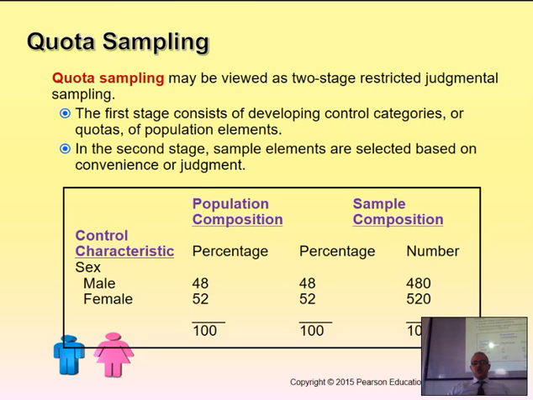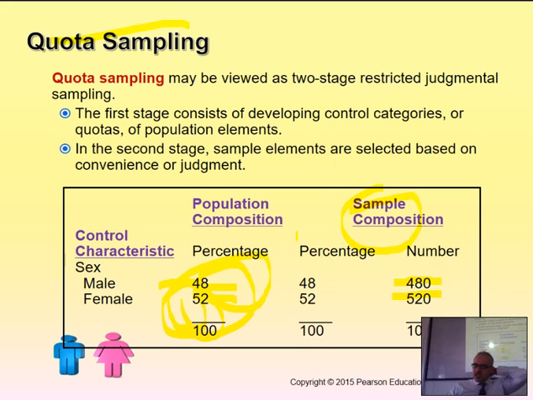Now another method is quota sampling. Quota sampling may be viewed as two-stage. So in a quota, it's like 2 steps. Step number 1, you look at your population. Here is your population: you have males, 48%, and females, 52%. Then based on these percentages, you want to select your sample to reflect these. So you look at your sample size, and since my sample is 1,000, I need 480 males and 520 females. This way I meet the quota, you see.